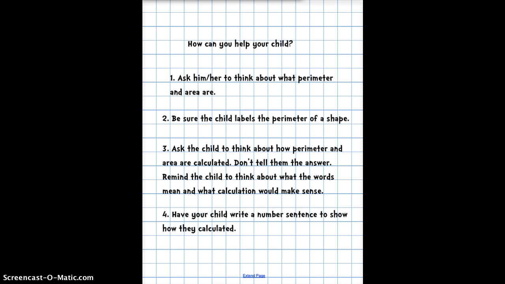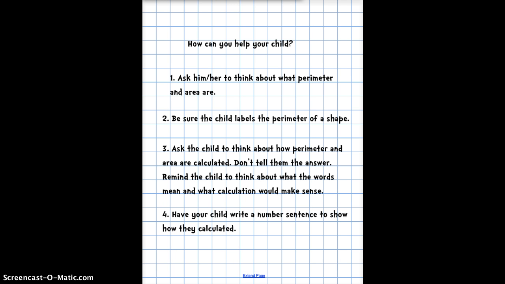And third thing you can do is to ask your child to think about how perimeter and area are calculated, but don't tell them. This is not a memorization piece, this is an understanding piece. And if you tell them the answer without making them figure it out, they are not as likely to remember it and understand it as if they have to figure it out on their own. They do know how to do this.